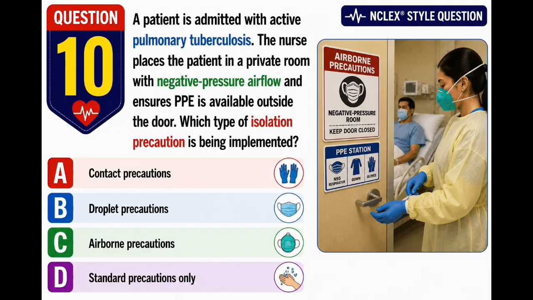Question 10. A patient is admitted with active pulmonary tuberculosis. The nurse places the patient in a private room with negative pressure airflow and ensures PPE is available outside the door. Which type of isolation precaution is being implemented? A, contact precautions. B, droplet precautions. C, airborne precautions. D, standard precautions only.